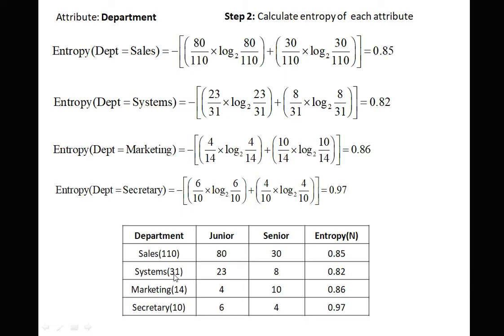Similarly we need to do this for systems, marketing and secretary. Now we calculate the entropy for that particular category. Now the total records are 110, not 165, because we are taking only this particular category.